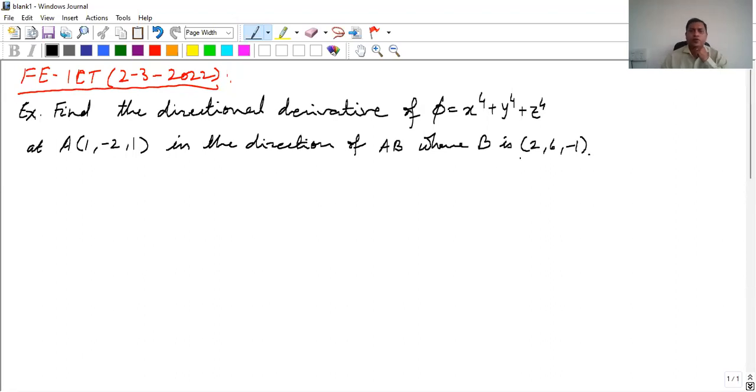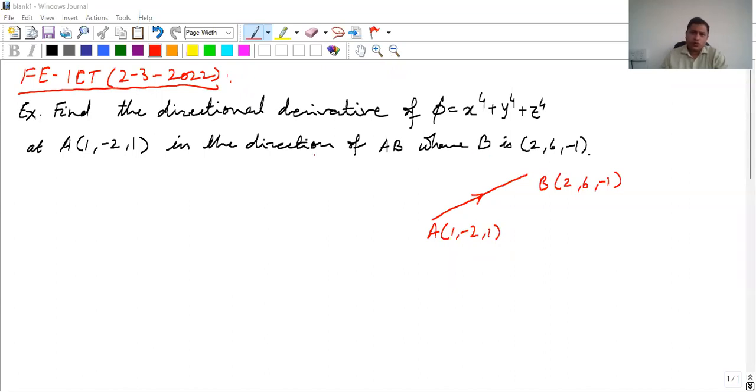Now we have to find the directional derivative. So here we have point A, that is (1, -2, 1), and we have point B, that is (2, 6, -1), and we have to find the directional derivative in this direction. And we have been given a scalar function phi. Okay, so that's what we have.